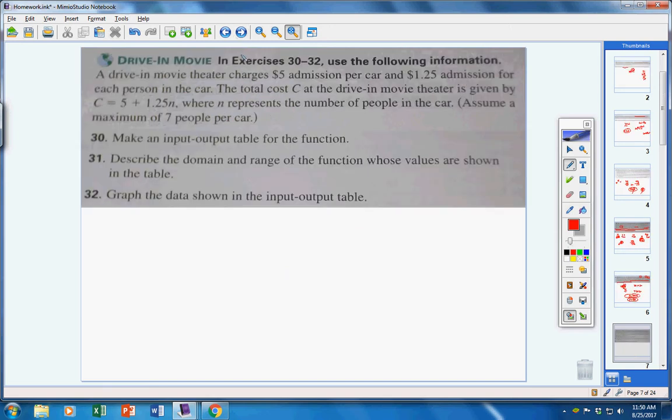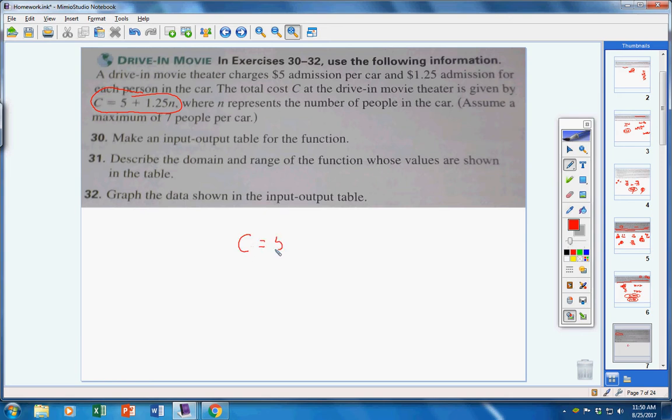Okay, going on to numbers 30 through 32. Now here's where they're going to start getting a little challenging, so please pay attention. A drive-in movie theater charges $5 admission per car and $1.25 admission for each person in the car. The total cost is given by this. They've given you a nice function. You're assuming a maximum of 7 people can be in the car. So here we go.